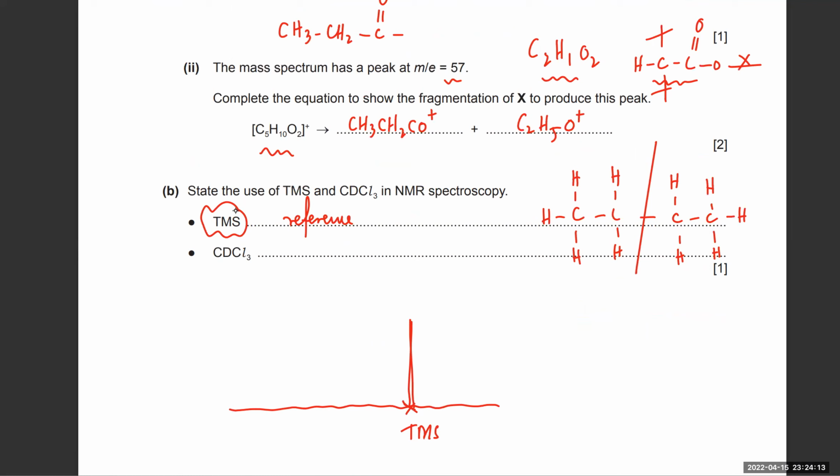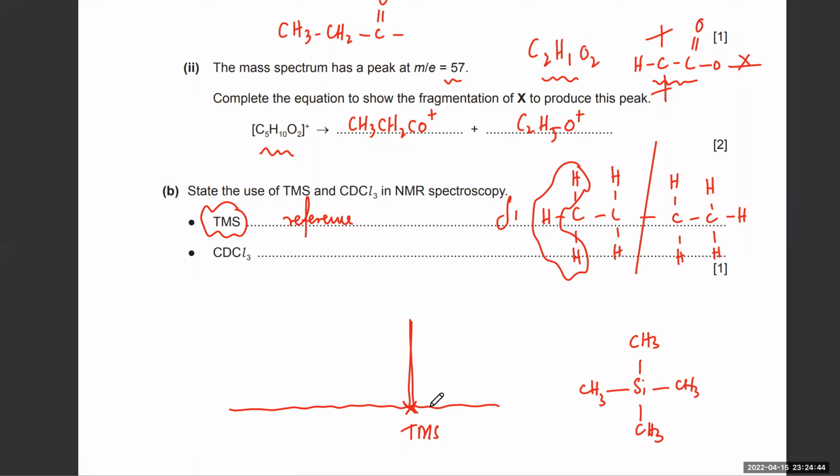TMS stands for tetramethylsilane. It's this molecule over here, a silicon with four CH3s. You don't need to go into details about this. It's just used as a reference for NMR spectroscopy. When you do NMR spectroscopy, all these hydrogen protons are resonating at different frequencies. For example, in this case, these three hydrogen protons would be resonating at frequency F1.